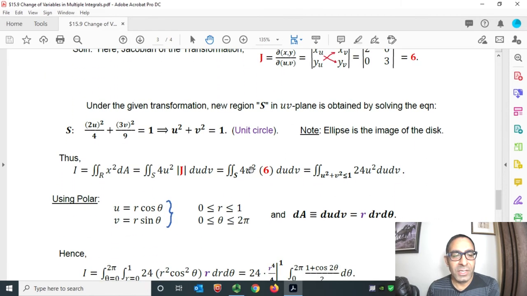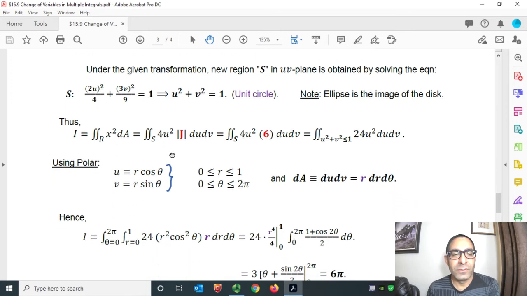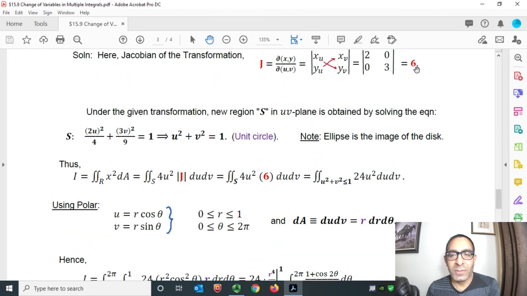So hence, the given double integral I equals the double integral of x squared over R, integrating with respect to dA, equals, since x equals 2u, 2u squared is 4u squared, and then integrating over the new region S in the UV plane, and then here multiply by the absolute value of the Jacobian. The Jacobian is 6, by the way, positive, times du times dv. I hope this setup makes sense to you all.